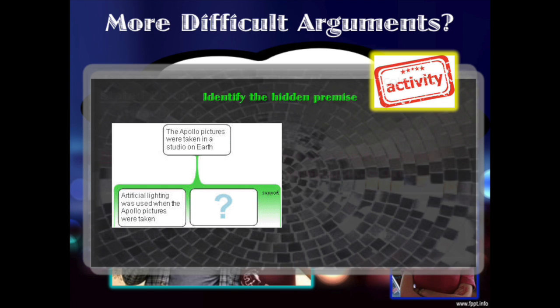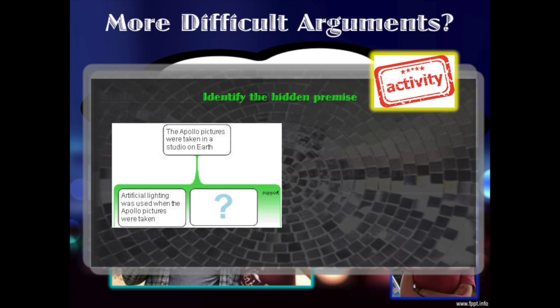So what I'd like for you to do for lecture activity number 3 is go ahead and write another verbal equation. So you're going to have premise 1 and you're going to write that out. And I'd also like for you to indicate that this is the stated premise. So you could put premise 1, stated premise, and then write artificial lighting was used when the Apollo pictures were taken. And then under that, you're gonna write a plus sign, and then premise 2. And next to premise 2, in this case, maybe in parentheses, you can write hidden premise. And then you're going to write what you think the hidden premise is, and then draw a line under that and write conclusion, and then write the Apollo pictures were taken in a studio on Earth.